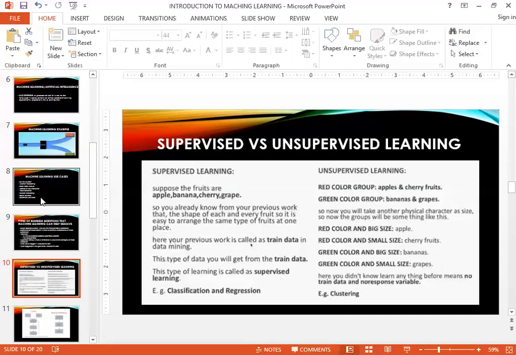Now, within machine learning, there are two categories: supervised machine learning and unsupervised machine learning. Now, I'm going to give you an example of both of these. Let's just imagine, for the sake of this slide, and for you to understand these two concepts, supervised and unsupervised.